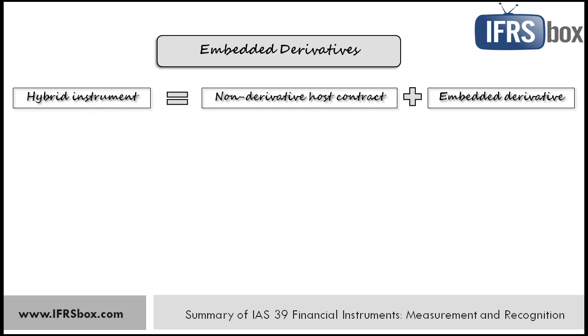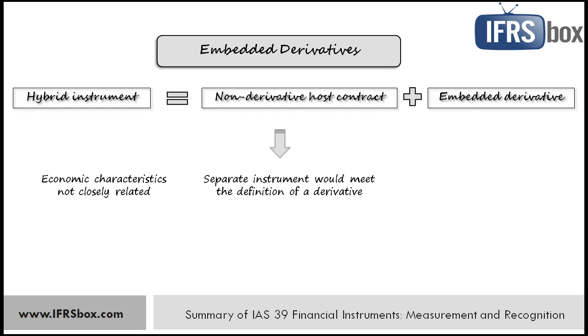IAS 39 requires separation of the embedded derivative from the host contract when the following conditions are fulfilled. First, the economic risk and characteristics of the embedded derivative are not closely related to the economic risks and characteristics of the host contract. Second, a separate instrument with the same terms as the embedded derivative would meet the definition of a derivative. And third, the hybrid instrument is not measured at fair value with changes in fair value recognized in the income statement.